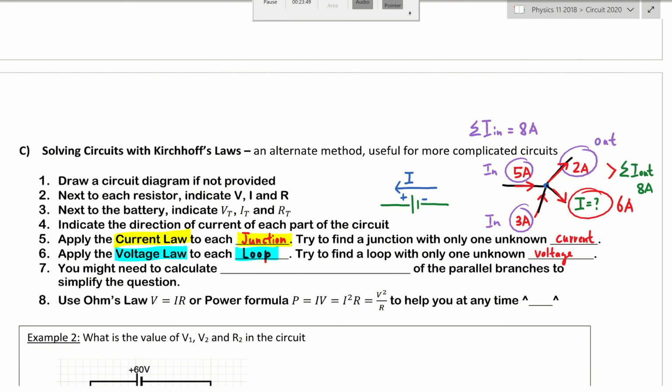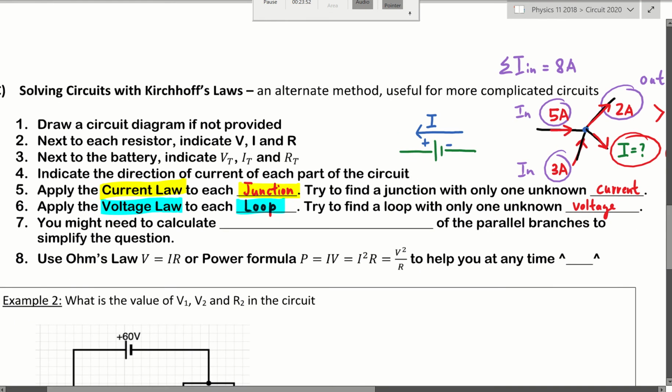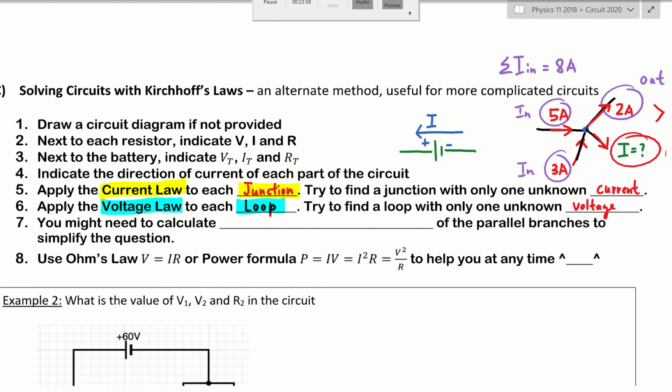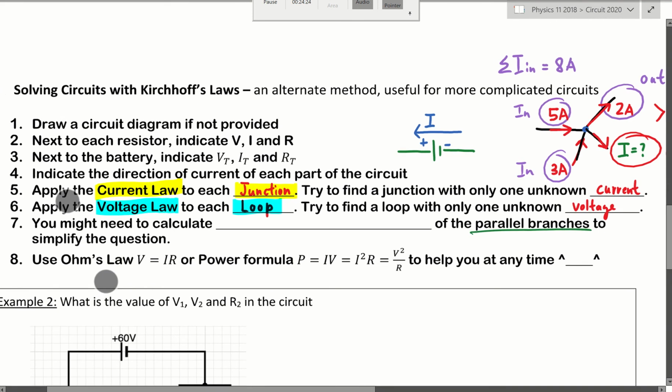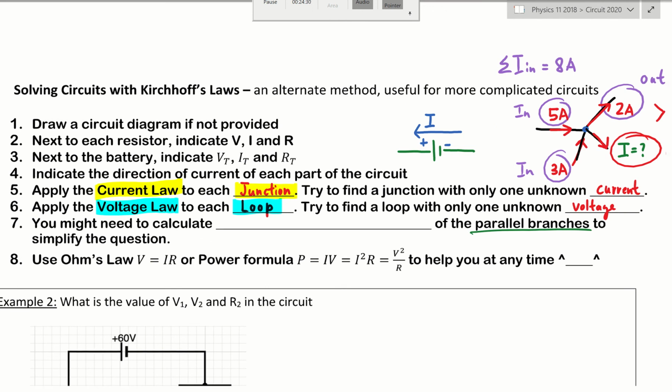So now, final note. Sometimes the circuit is much more complicated than you know how to even start. So what you need to do is find the equivalent resistance from the parallel branches, so that you can simplify the equation a little bit. Sometimes you might have too many parallel branches and you don't know what to do with them. So you might need to find the total resistance, or the equivalent resistance, from those parallel branches.